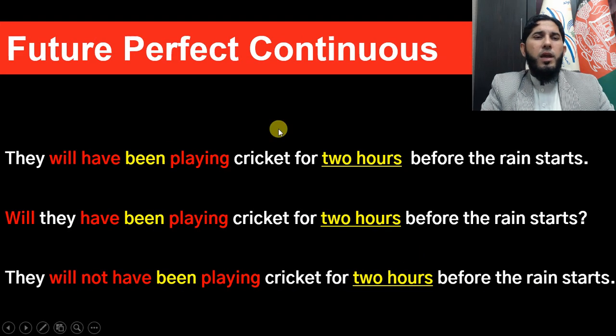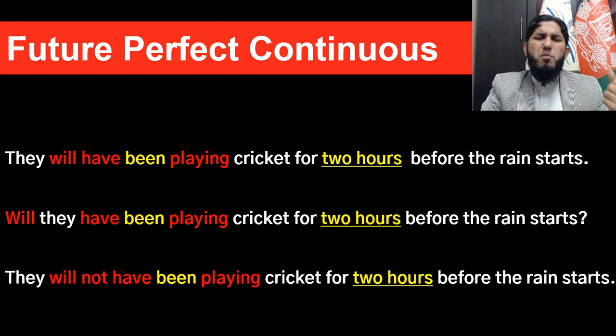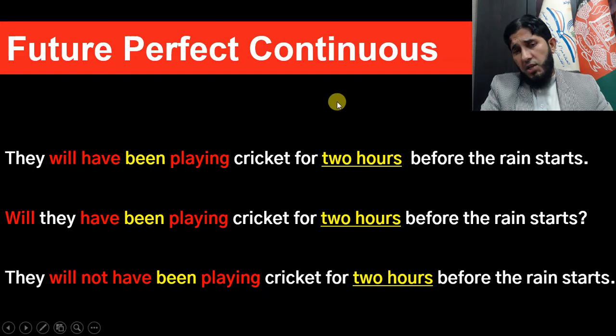And future perfect continuous tense is mainly used to emphasize the duration of an ongoing action before something else in the future. Maybe before a specific time in the future, or maybe before another action in the future. So look at the first example. They will have been playing cricket for 2 hours before the rain starts.